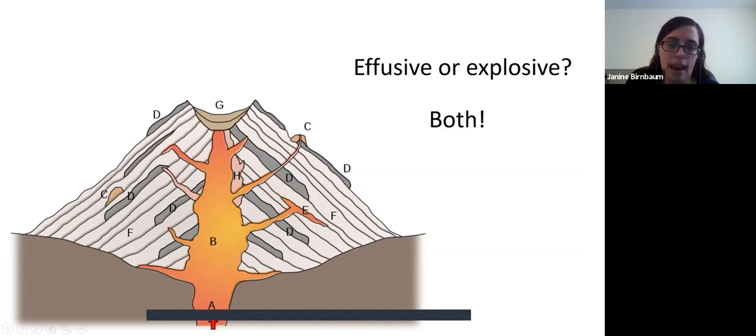So do we think that these stratovolcanoes are mostly made up from effusive or explosive eruptions? The answer is that it's a little bit of both, right? We have alternating periods of explosive and effusive eruptions, and that gives us these stratified layers of ash and lava building up over time.